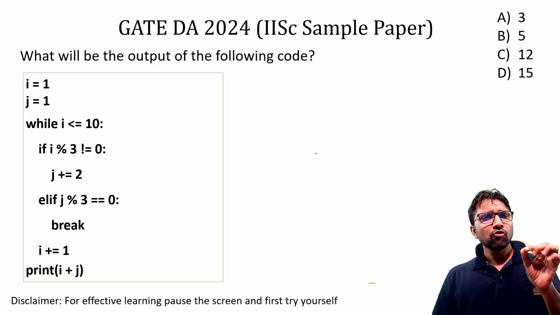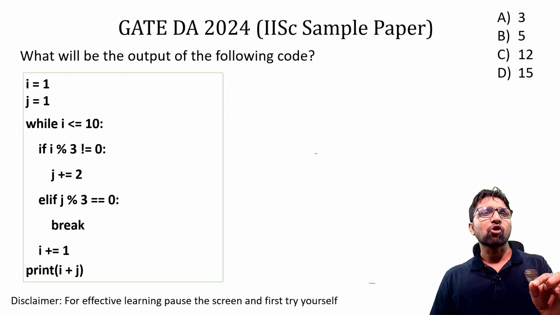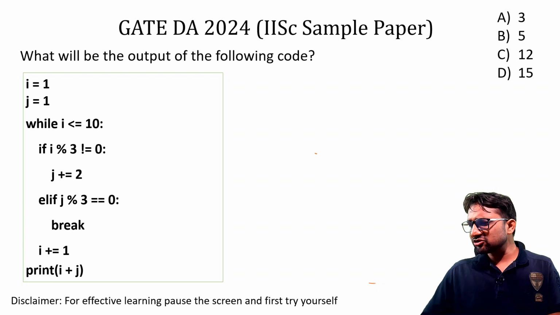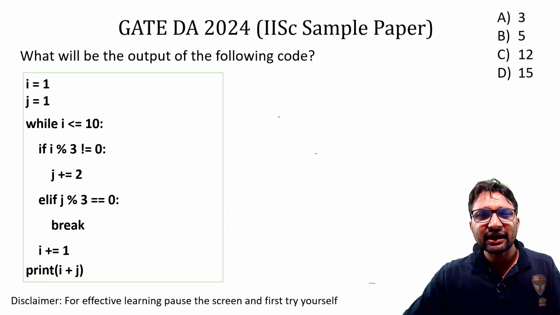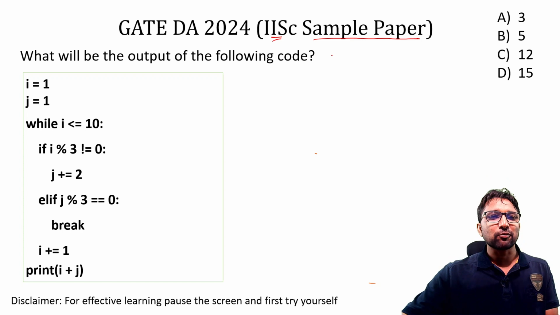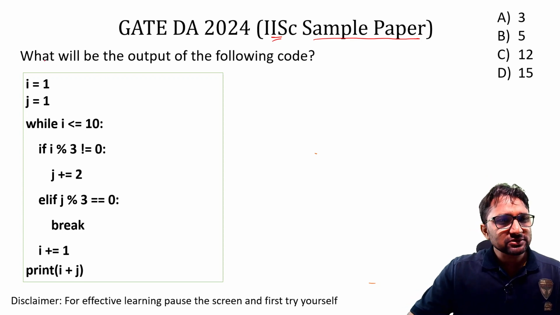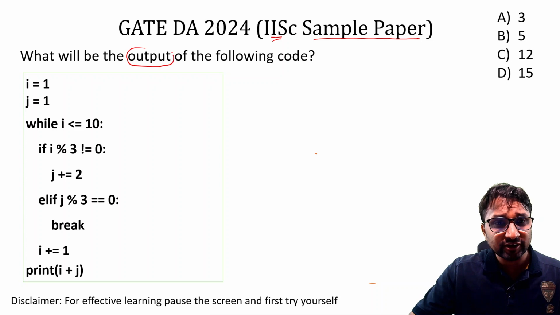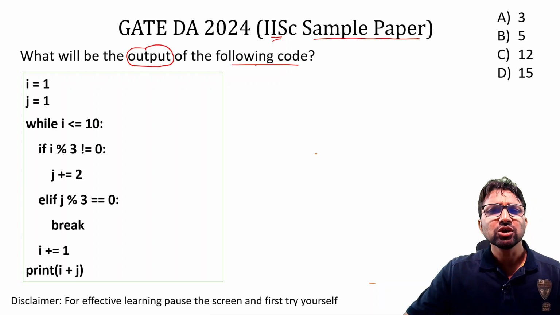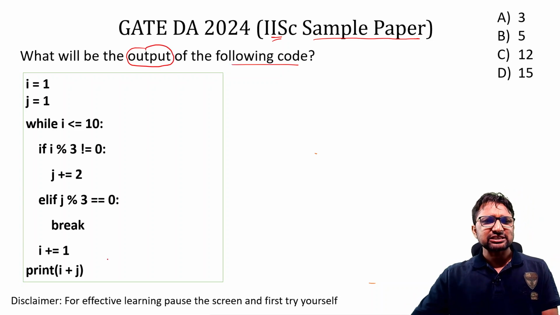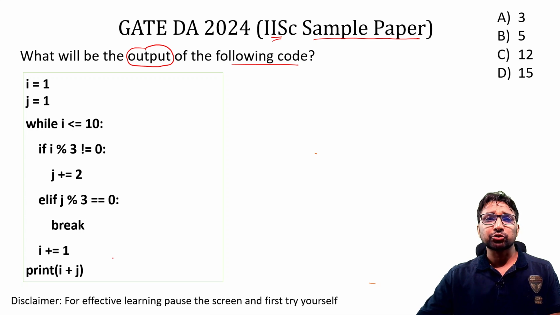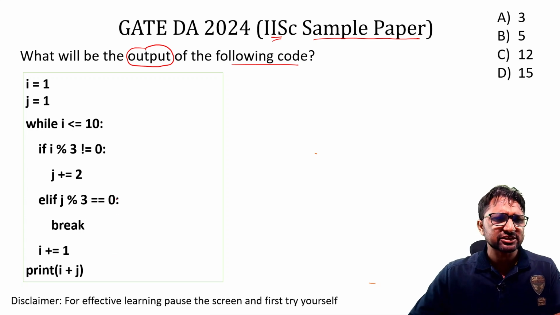In this video, we will solve a GATE 2024 previous year question. This question was shared by the IESC in its sample paper. So let's try to solve this problem. What this problem is saying is that we need to find the output of the following code. One code is given to us. This code is in Python and we need to find out the output of this code. So let's execute the code.